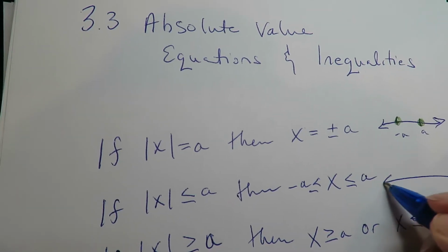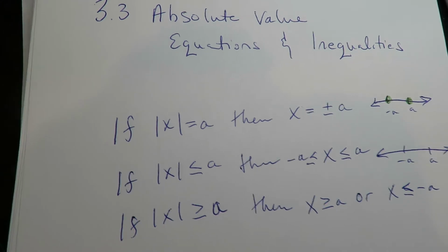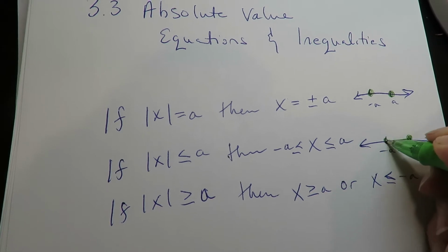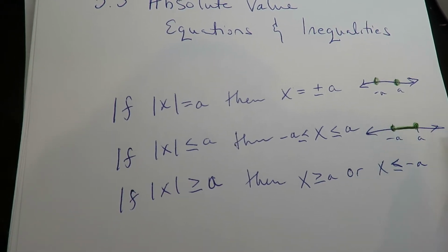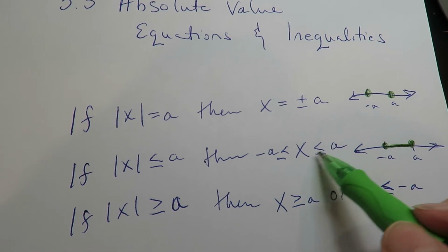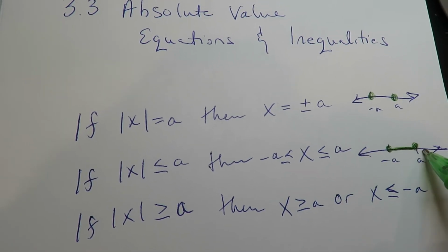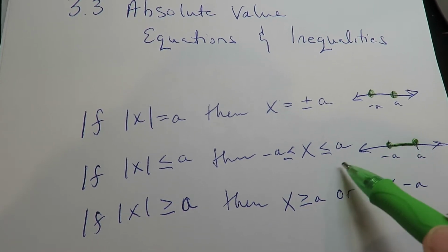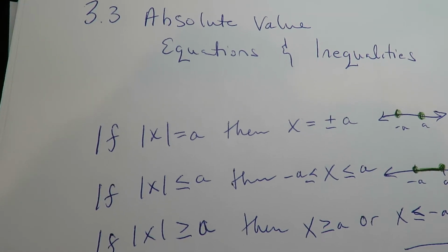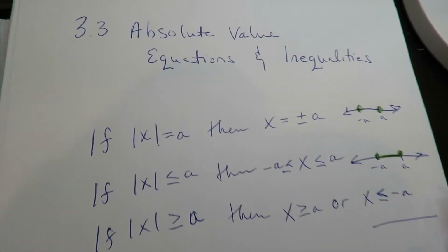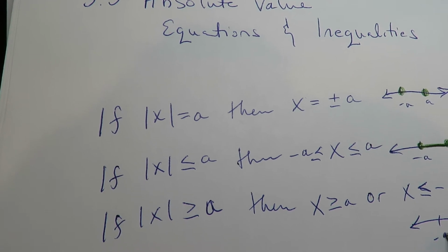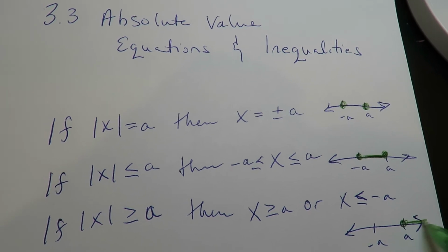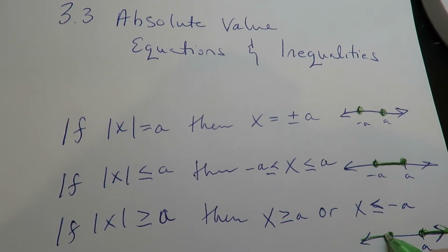And again, this one I said would sit in between negative a and a. So this is like a whole segment. It's not just two dots, it's actually a whole segment. And again, if you have the bar, it's closed on the ends. If you do not have the bar, then you would actually have open circles here on the ends. And then the last case, the greater than, that's actually going to put you on the edges of the number line, like this, on the edges.